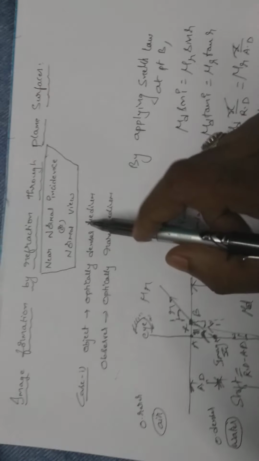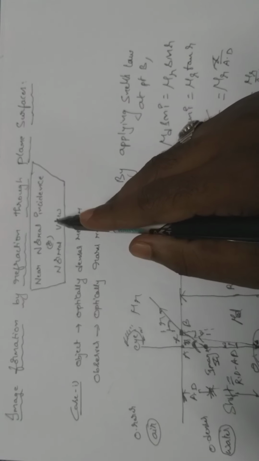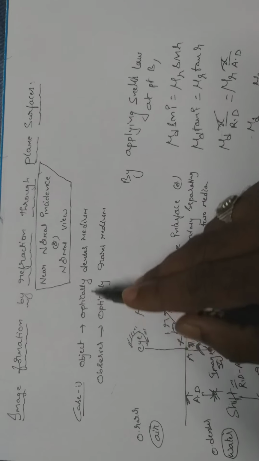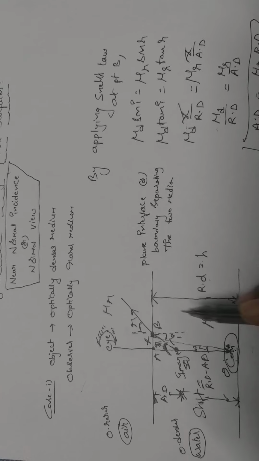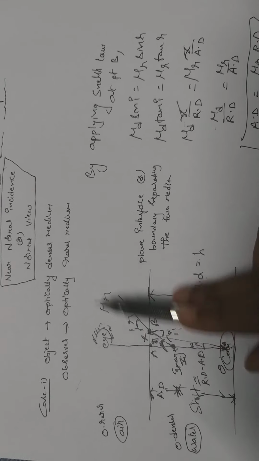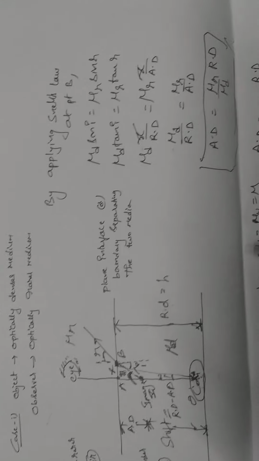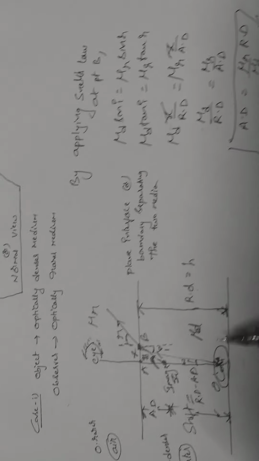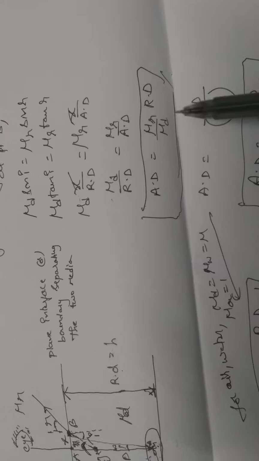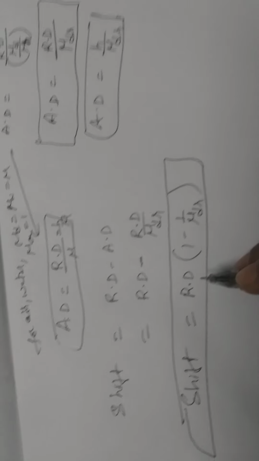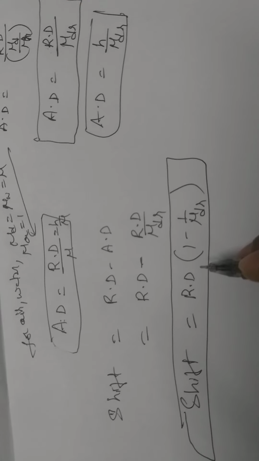So friends, today we learnt image formation by refraction through plane surfaces, case 1, normal view. In case 1, the object is kept in the optically denser medium and the observer is observing from the optically rarer medium. In this case we observed that the apparent depth, or apparent position of the object, is given by real depth by mu dr times, and the shift in the position of the object is given by real depth into 1 minus 1 by mu.